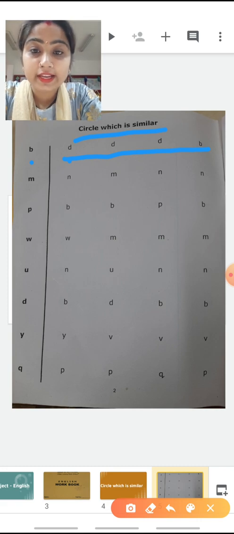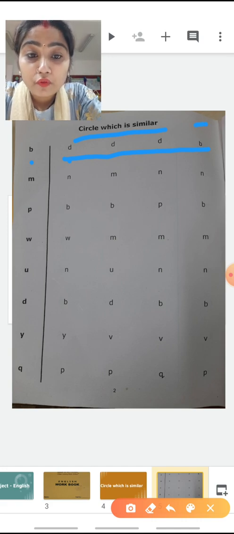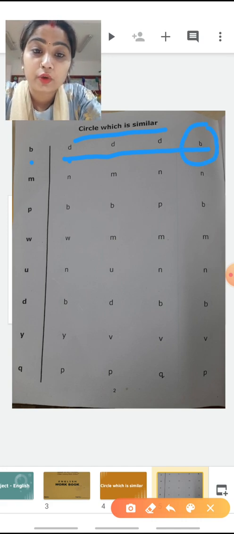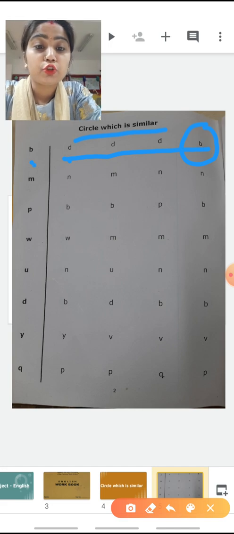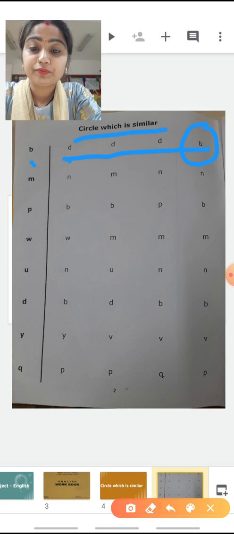Again D, is it similar to B? No. Then B. B is similar to B. So what are we going to do? We are going to circle B. Like this, B is similar to B. So we have circled B.